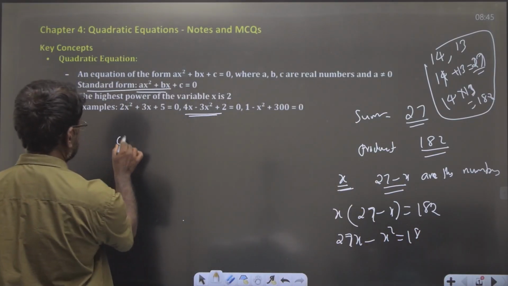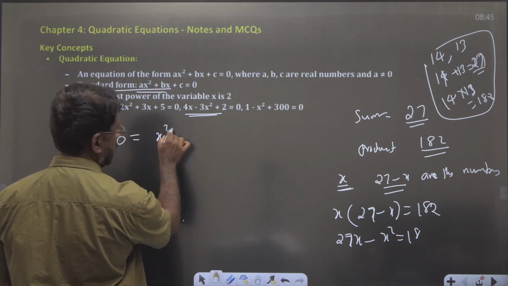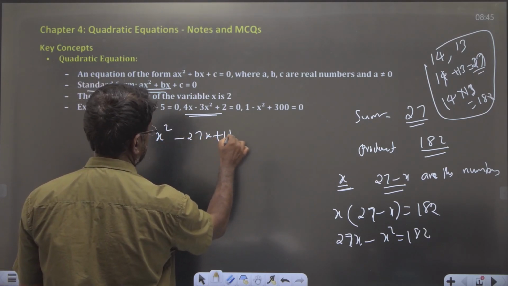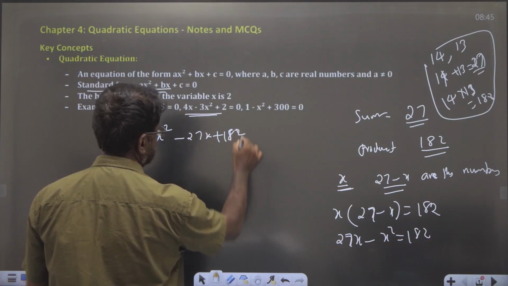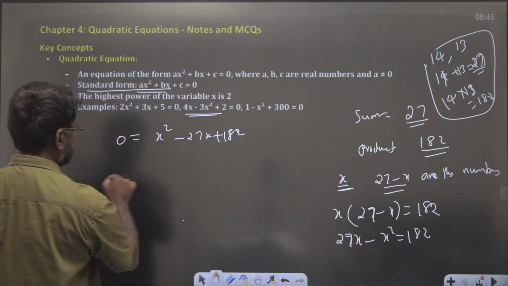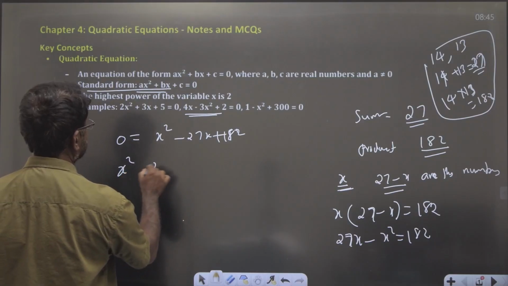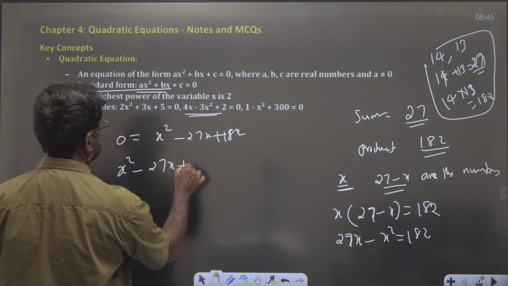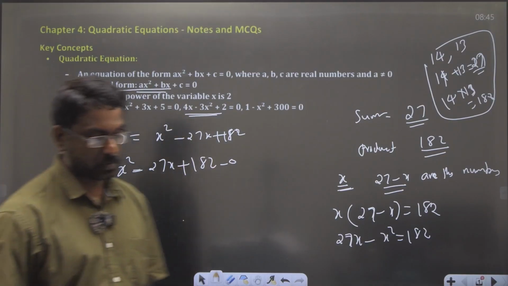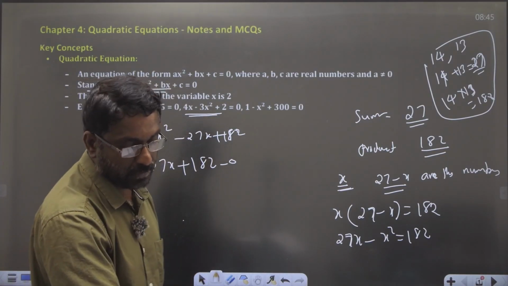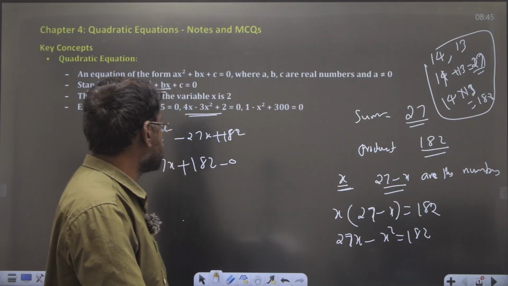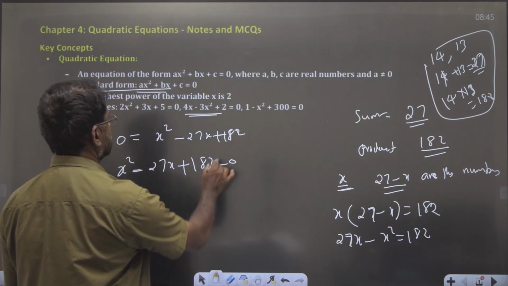That is 0 equal to x square minus 27x plus 182. This is our quadratic equation: x square minus 27x plus 182 equal to 0.